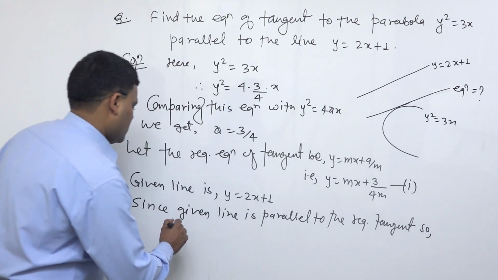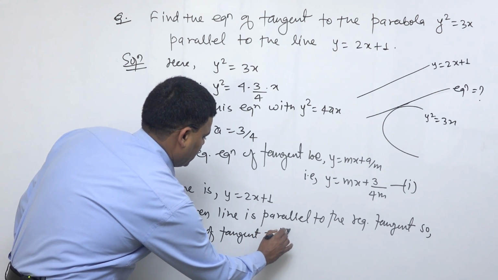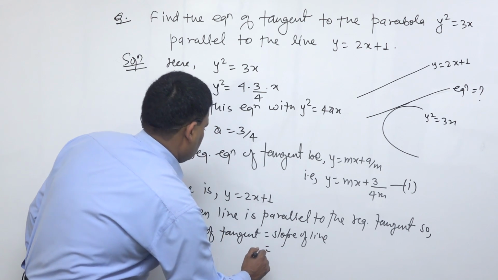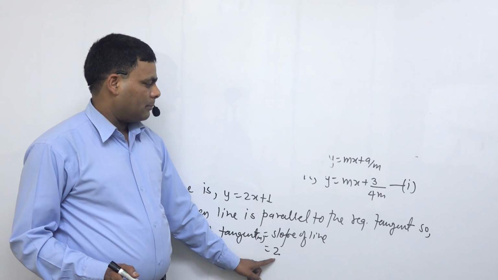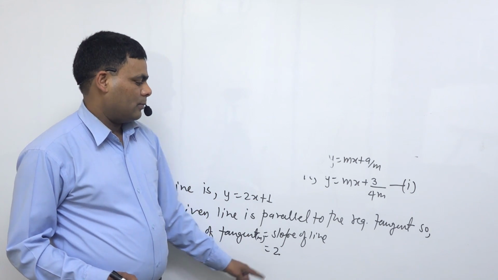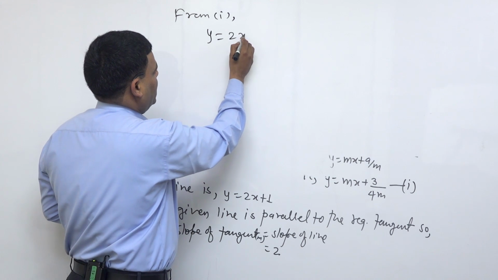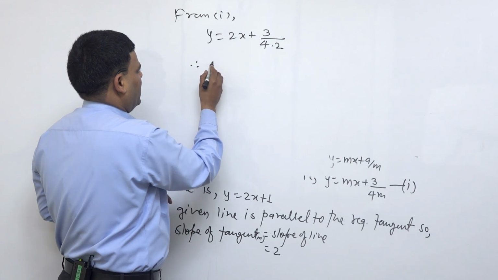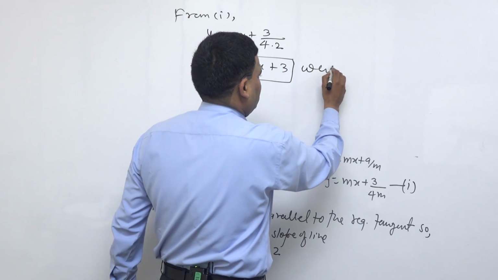so slope of tangent equals slope of line equals 2. Comparing the line with y equals mx plus c, the value of m is 2, so the slope of tangent m equals 2. Therefore from 1, y equals 2x plus 3 by 4 into 2. Taking the LCM, we get 8y equals 16x plus 3, which is the required equation of tangent.